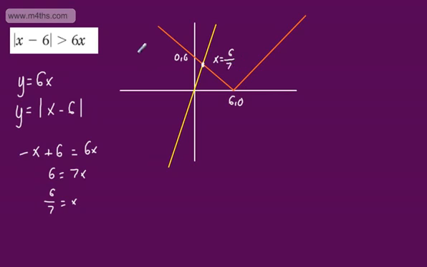So this point where they meet is where x is equal to 6 over 7. Therefore, what we're interested in is when the modulus is greater than the line, and we can quite clearly see that it's going to be this side right here. As soon as we go to the right of 6 over 7, the modulus is going to be below this line. So this particular inequality is satisfied when 6 over 7 is strictly greater than x, and that's our answer.